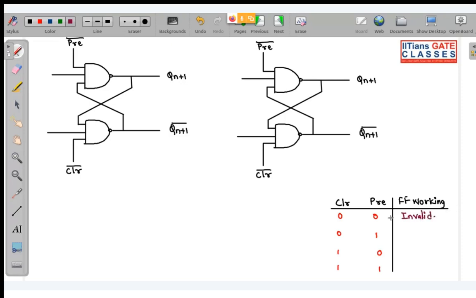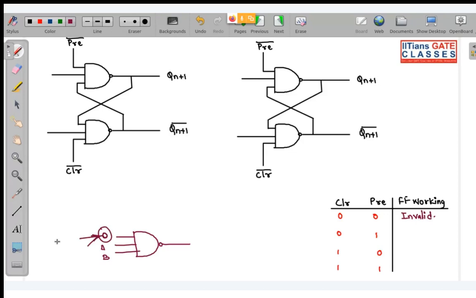Now look, here I have taken clear bar and pre bar. Can anyone tell me why? Why have we taken clear bar and pre bar? I told you just now. Over here 0 is at high priority. Okay, 0 is at high priority.